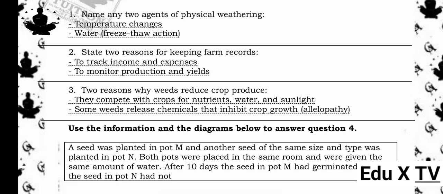1. Name any two agents of physical weathering. Temperature changes. Water (freeze-thaw action). 2. State two reasons for keeping farm records. To track income and expenses. To monitor production and yields.